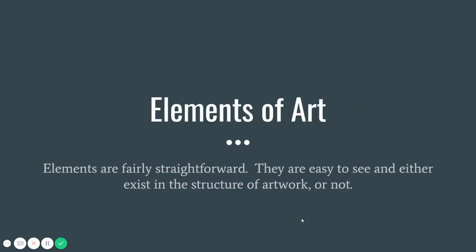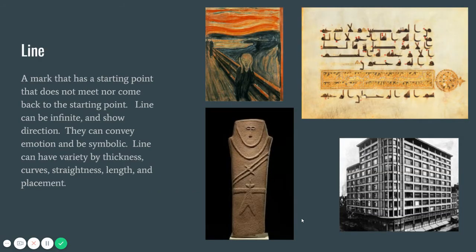So starting with the elements of art, I feel like these are pretty straightforward. They are easy to see, they're easy to recognize. They either exist in the structure of artwork or not. So starting with line. The definition for line is that it is a mark that has a starting point but does not meet nor come back to the starting point. Okay, the lines do not come full circle. A line can be infinite.